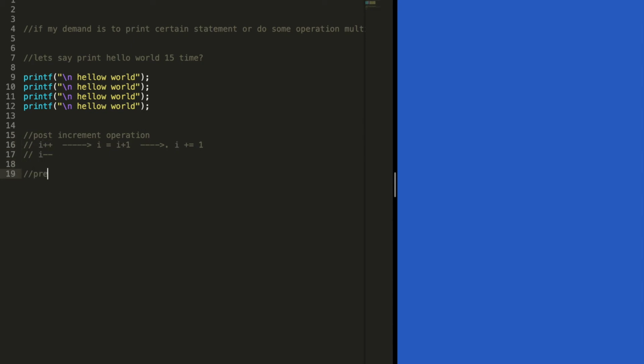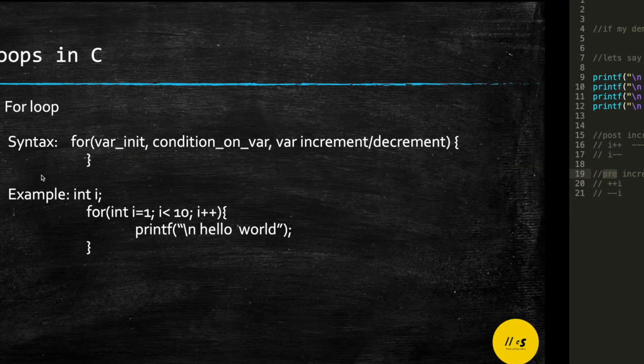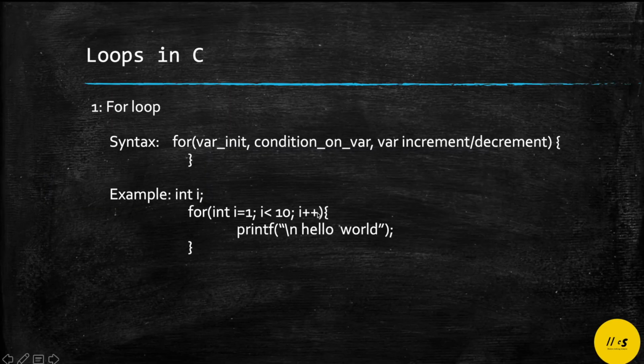Similarly to post, we have pre increment or decrement, represented as plus plus i or minus minus i. Post suggests first use then increment, first use then decrement. Pre suggests first increment then use, first decrement then use. Here we are using post increment, i plus plus, and printf hello world.